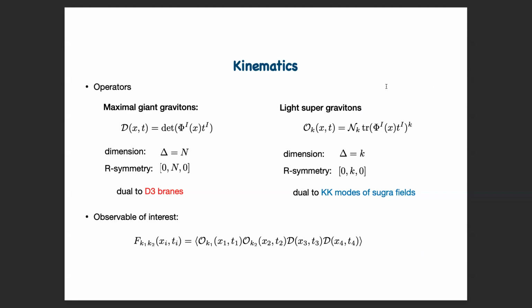And from string theory, so this is the field theory way to look at it, from string theory, we can construct such operators as D3 branes wrapping an S3 inside S5.